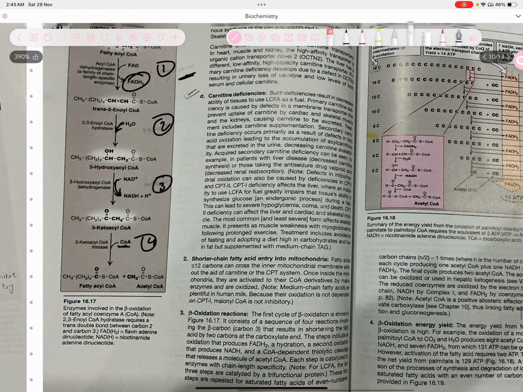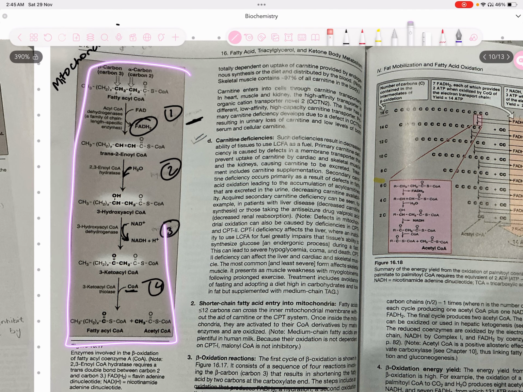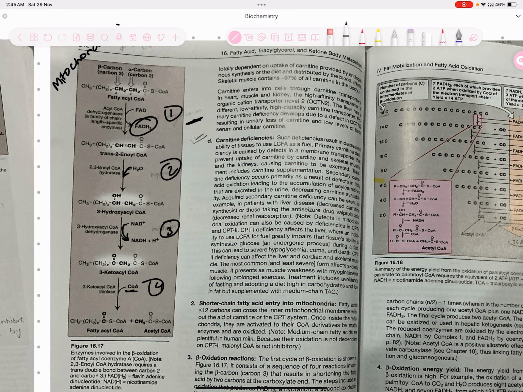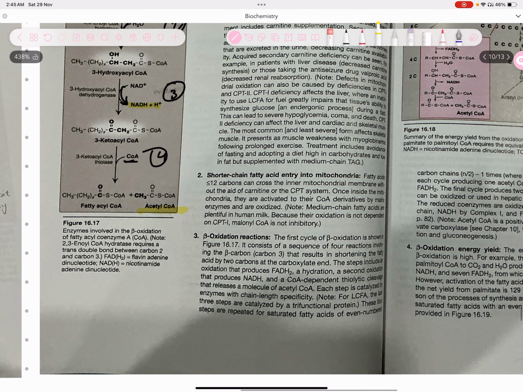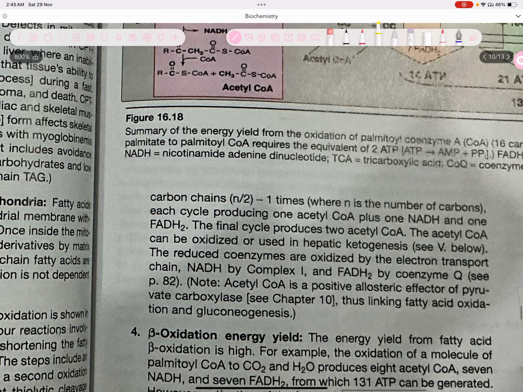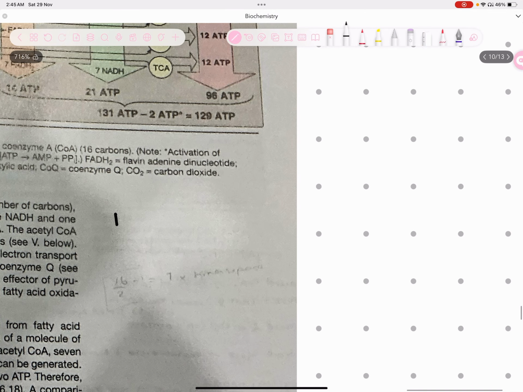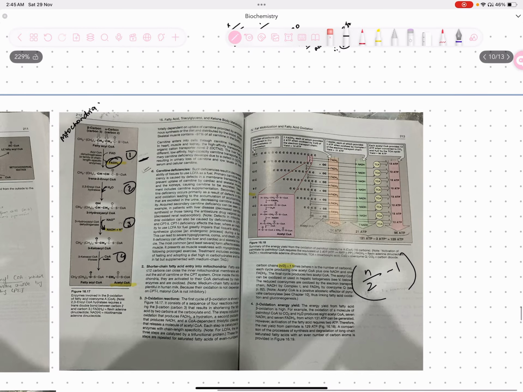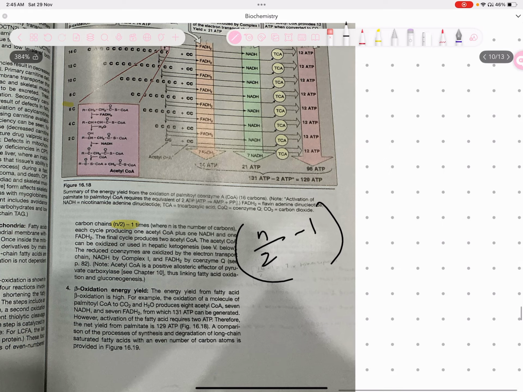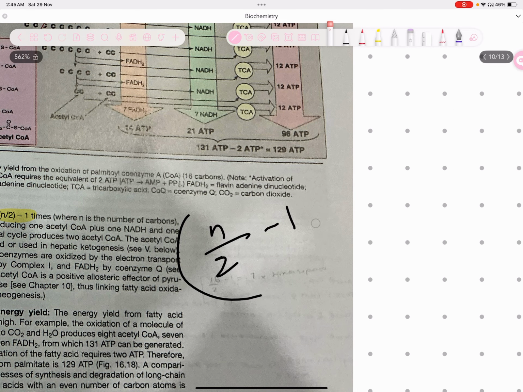Now, what are the products of this one cycle? You are getting one FADH2, one NADH, and one acetyl CoA. Now, I'm going to tell you a very important formula that should be on your fingertips, which is N by 2 minus 1. With the help of this, you can calculate how many times you have to repeat this four-step cycle of beta oxidation, depending upon the number of carbons.